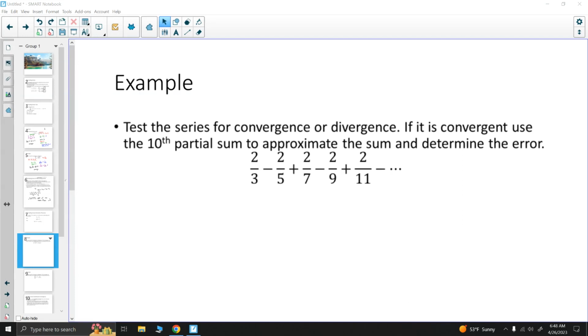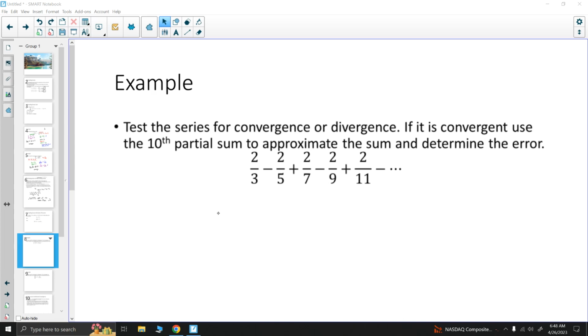If it is convergent, use the 10th partial sum to approximate the sum and determine the error. So let's first check, well, before we can check whether this thing converges or not, we're going to actually have to write it out. So instead of being given our sequence, we can just see it. So 2/3, 2/5, 2/7, 2/9, 2/11, and it's alternating minus, plus, minus, plus.